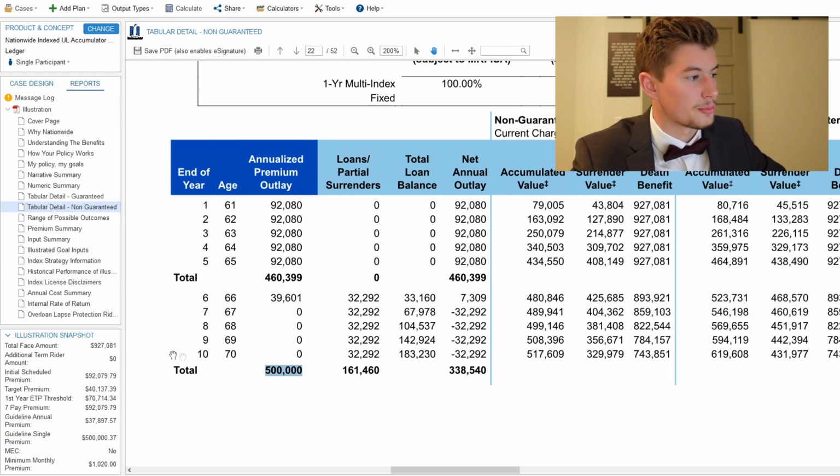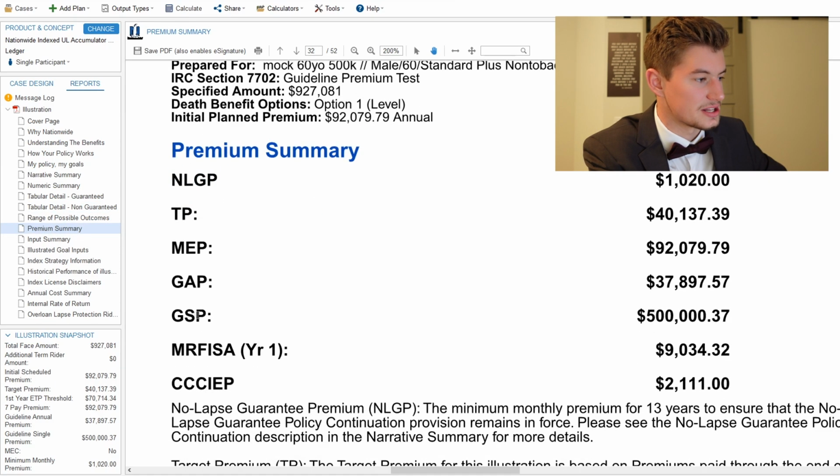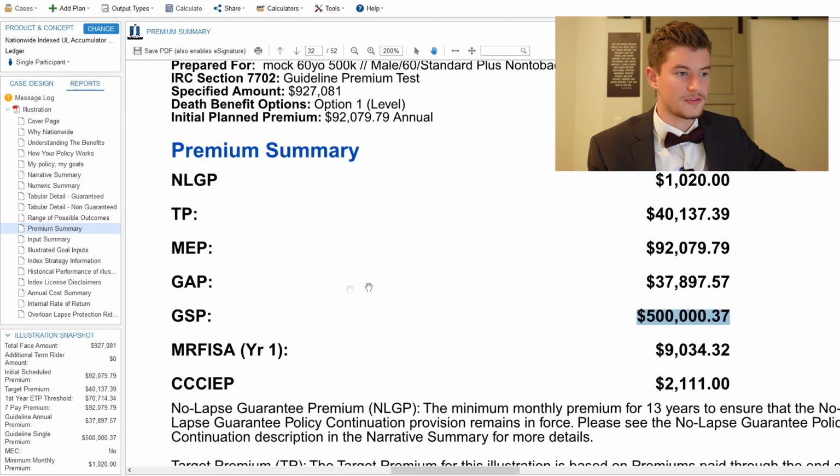So if we go to our premium summary, and then we scroll down, we can see it's often titled the GSP. Our GSP here, you can see, is $500,000.37. That's good. That means the total amount we're putting in is equal to the Guideline Single Premium. There are some cases where you're putting in money on an annual basis, where you might use the Guideline Annual Premium, for example.